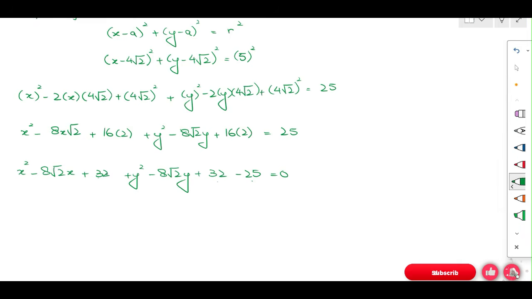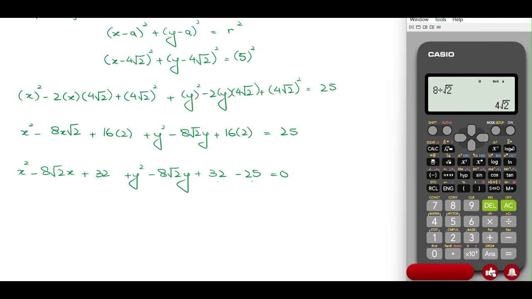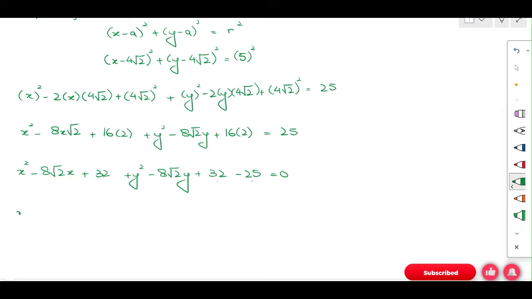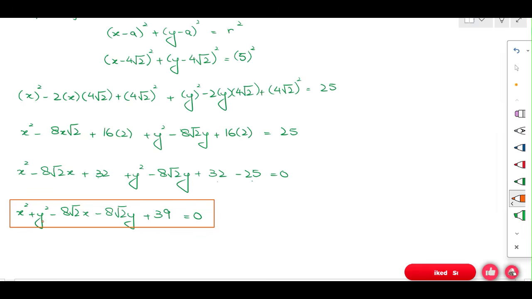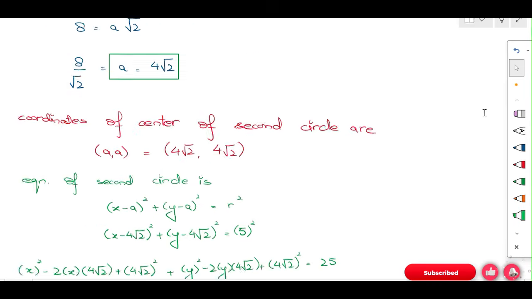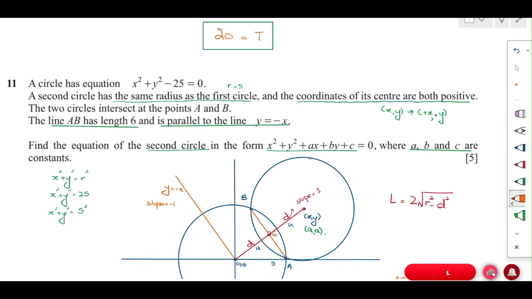Now let me simplify these constant terms. 32 plus 32 minus 25, that is 39. Okay, so here we have x square plus y square minus 8 root 2 x minus 8 root 2 y plus 39 equals 0. So this is the equation of the second circle in the form x square plus y square plus ax plus by plus c equals 0, where a, b, c are constants.